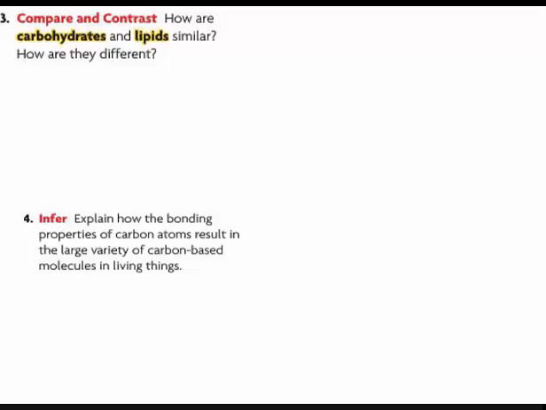The next question is question number 3. Compare and contrast: how are carbohydrates and lipids similar, and how are they different? We'll answer the first part, which is how are they similar.